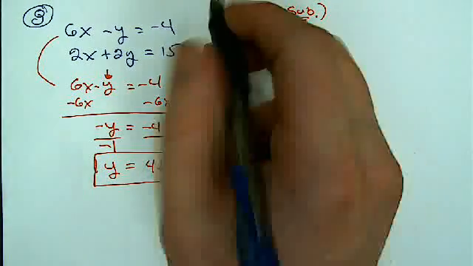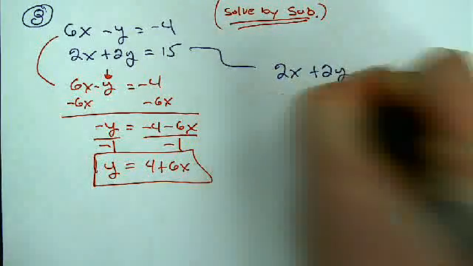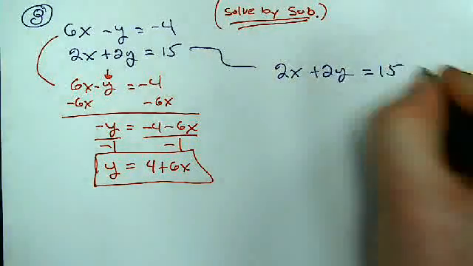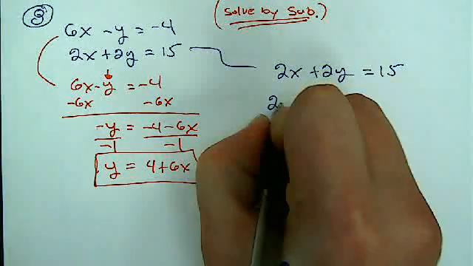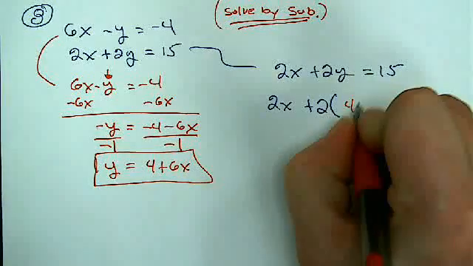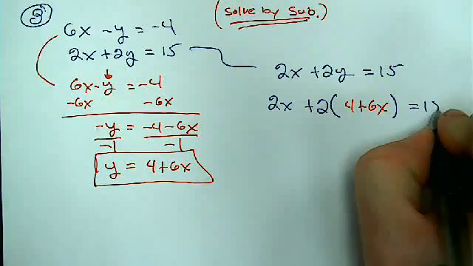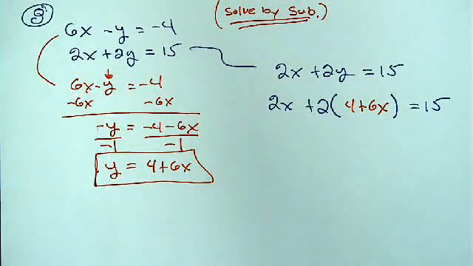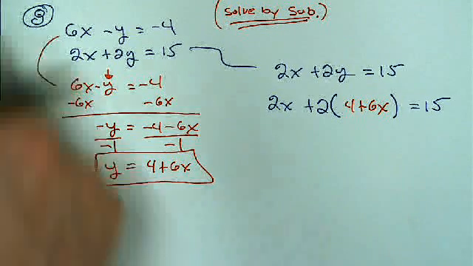So now I'll take the second equation, 2x plus 2y equals 15. And now I'll substitute in the y. So 2x plus 2 quantity, 4 plus 6x equals 15. And there I've done the substitution. I've replaced y with what y equals. And that's all substitution is. Yeah. So this is number 8 from the homework.